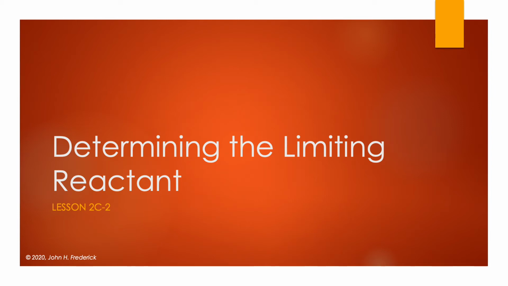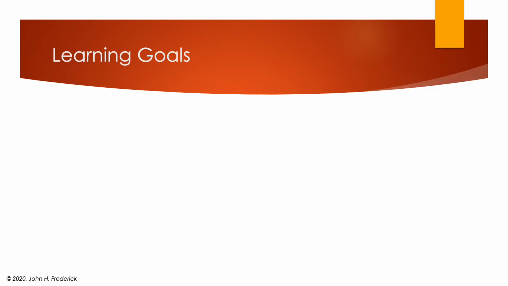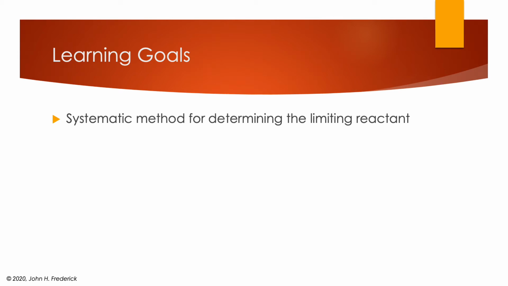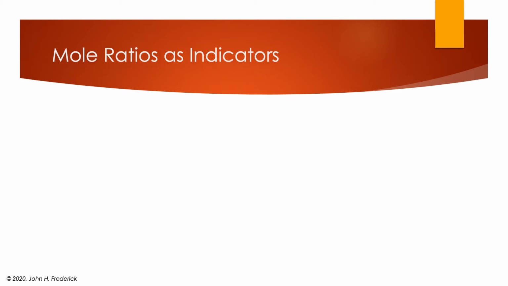In this video, we're going to tackle the task of trying to determine which of the various reactants is the limiting reactant using the information that we're provided. So our learning goal is to develop basically a systematic method for determining which is the limiting reactant. We're going to use mole ratios as our indicators for this. The moles are basically the amount of each species that are present in the reaction.